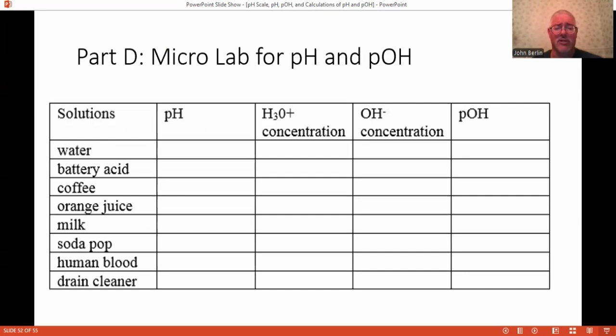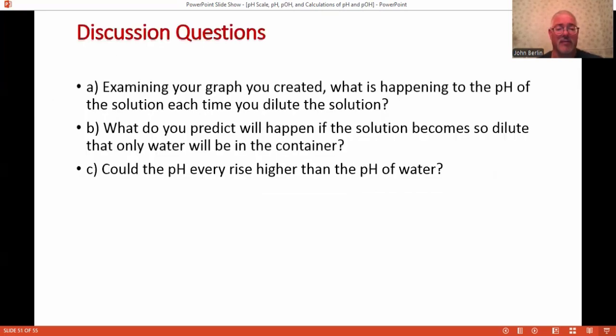And then, like I said, part D, you're going to write down the pH, the concentrations, pOH, oops, sorry, pOH doesn't seem to be on the chart. What are you going to have to do? Oh, you're going to have to calculate it. How are you going to calculate it? Refer back to the slides. If you need help on calculating those again, I can help you with that. So you actually have to calculate pOH for that one.